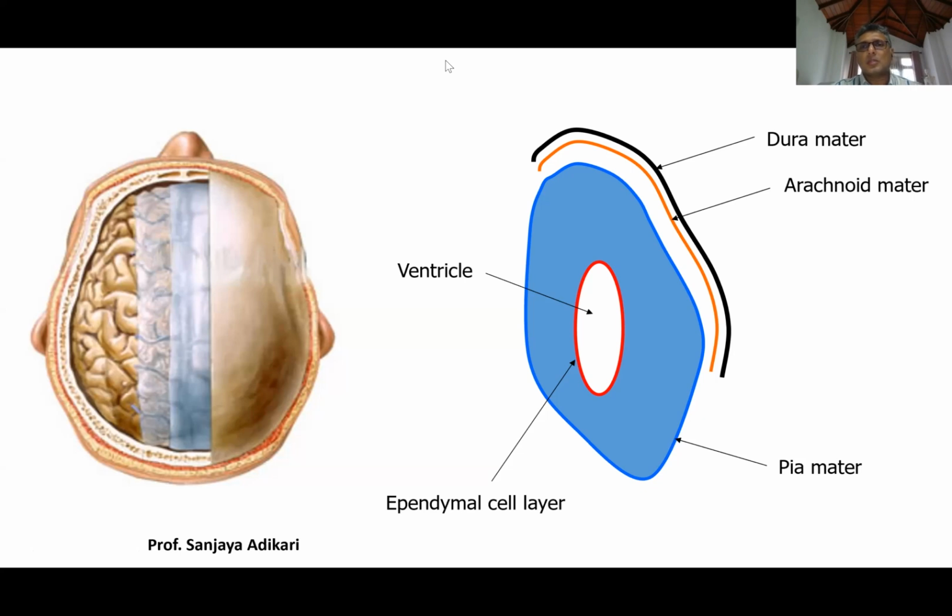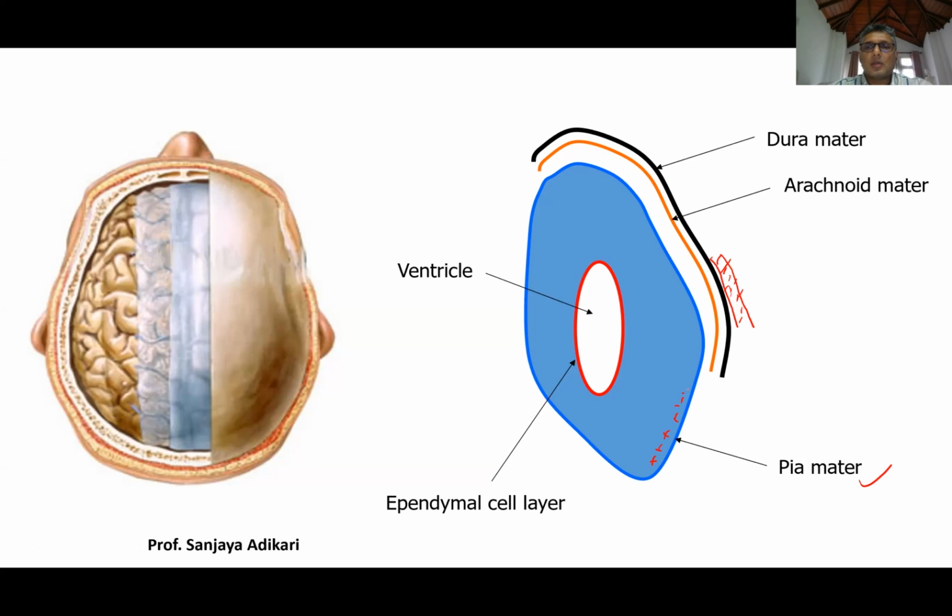When it comes to the Dura mater, we said that the Dura mater is attached to the skull. You have the skull on this side. Dura mater is attached to the skull. On the other hand, pia mater, the third one, is attached to the surface of the brain here.